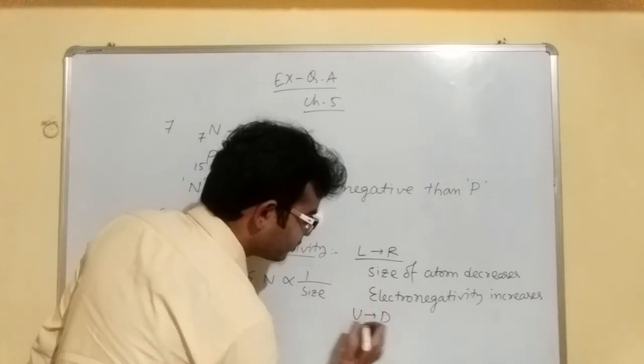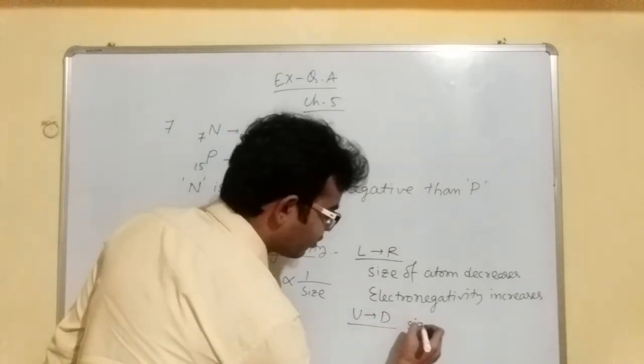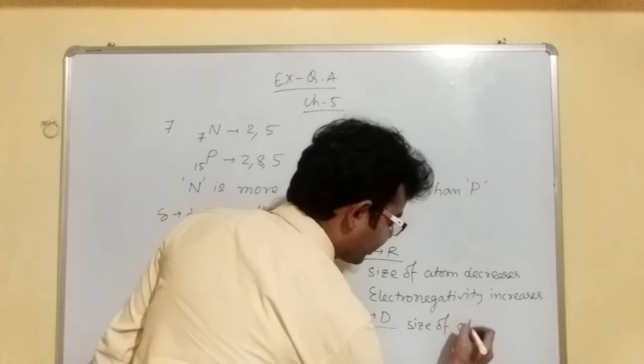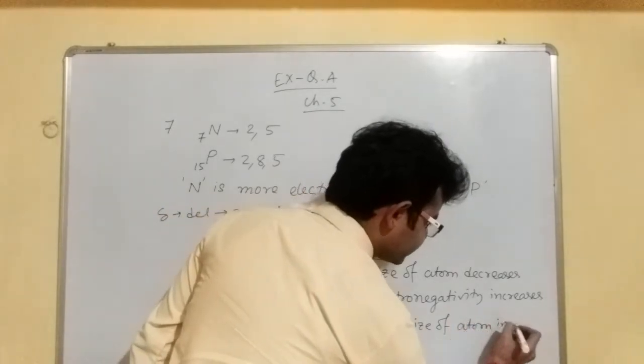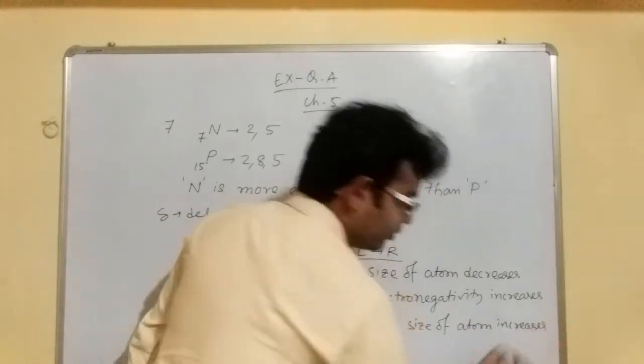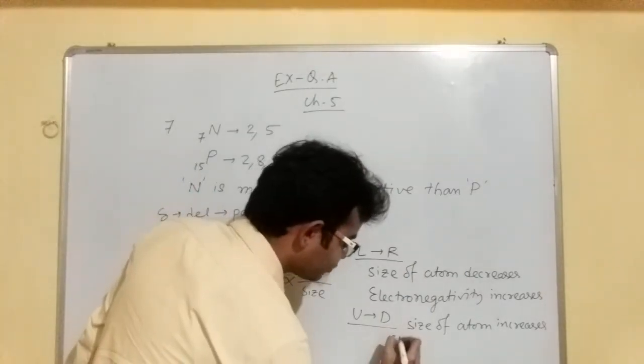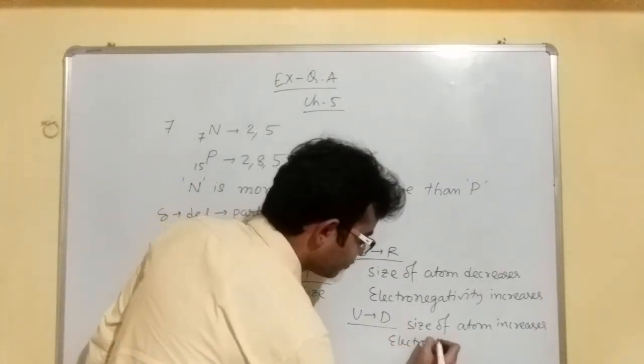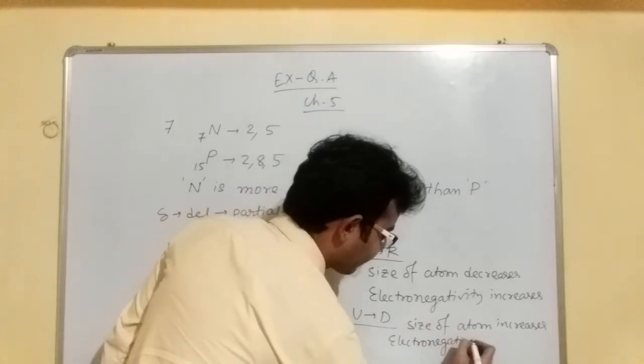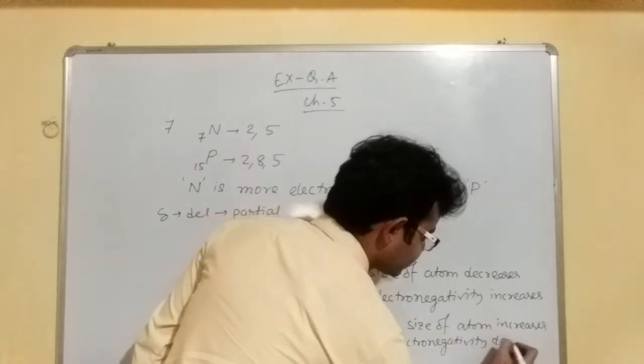So when you move up to down, the size of the atom increases. Okay. When you move up to down, the size of the atom increases, hence electronegativity decreases.